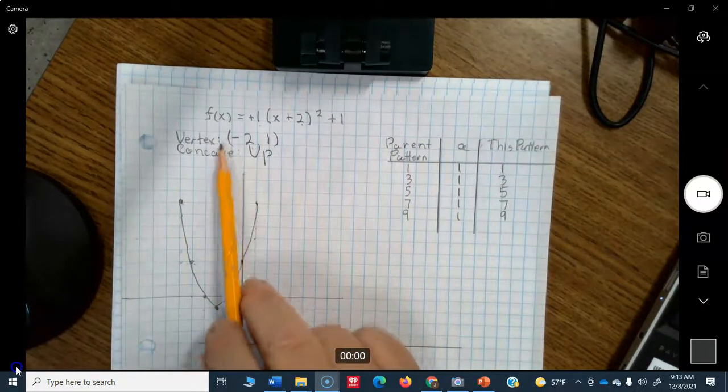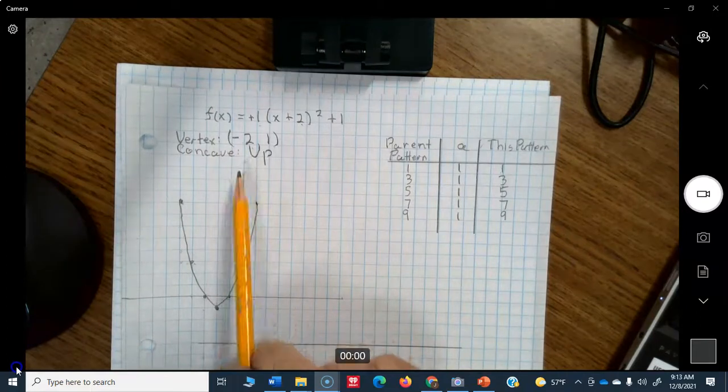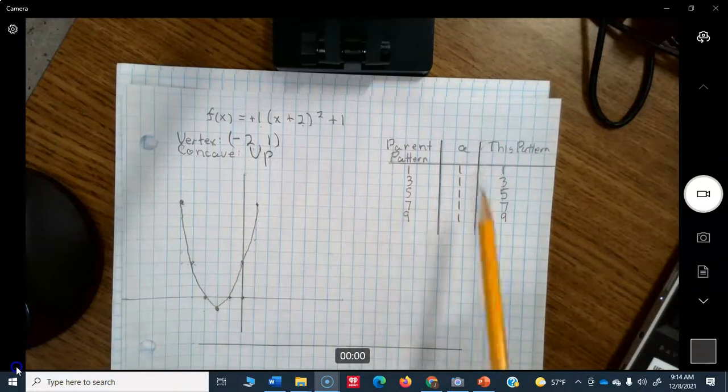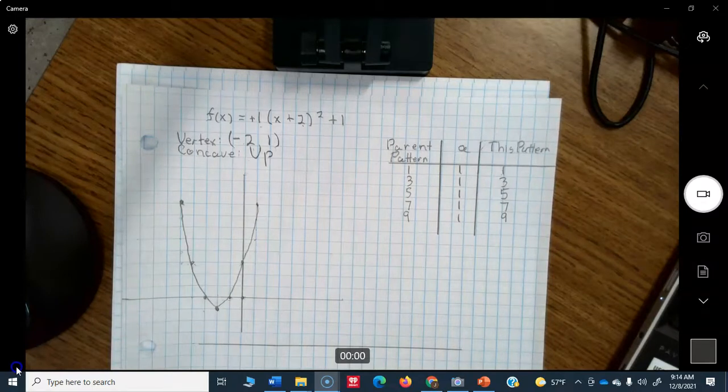Here's what I'm going to ask you to show me. Tell me what the vertex is. Tell me whether it's concave up or down, and write this table out. I'll give you the table. You just have to fill in the numbers. Okay? So it won't be that hard. Okay, we only have one more of these.